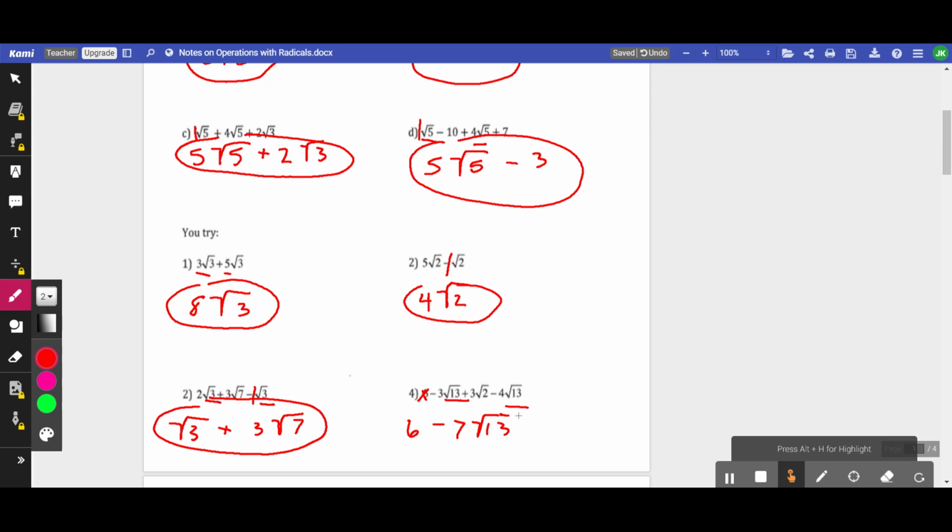And then you'll have your plus 3 square root of 2 at the end. And this one here, like I said, it doesn't matter the order here, just as long as your signs are right. So that'd be the answer then.